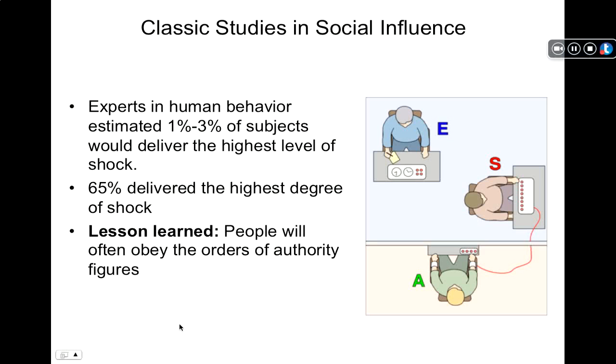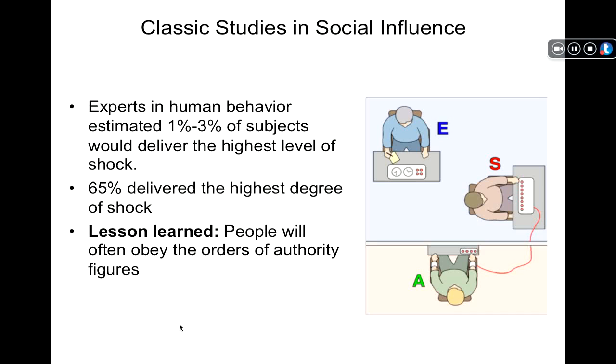So prior to this study, Milgram interviewed experts in human behavior who estimated 1 to 3% of subjects would deliver the highest level of shock. In the initial iteration of this study, it was done a number of times under a number of different conditions, and it's also been replicated cross-culturally and with mixed samples, and generally speaking, the results are around the same. About 65% will deliver the highest degree of shock. So this is inconsistent with what the experts believed to be the case.